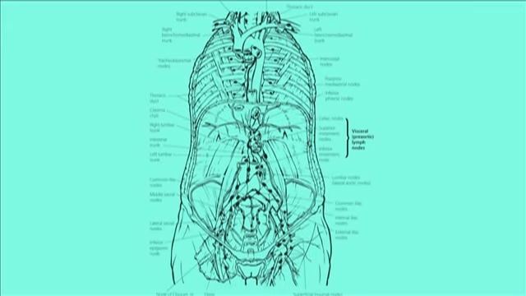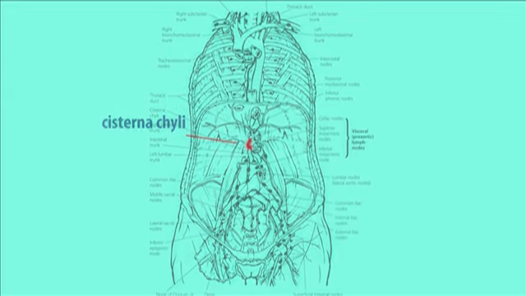One other important part of the lymphatic system is the cisterna chyli, which is a reservoir for fluid to drain to before it moves up through the thoracic duct to the left subclavian vein. The cisterna chyli has a very important role as it is responsible for draining most of the fluid in the abdomen and legs.